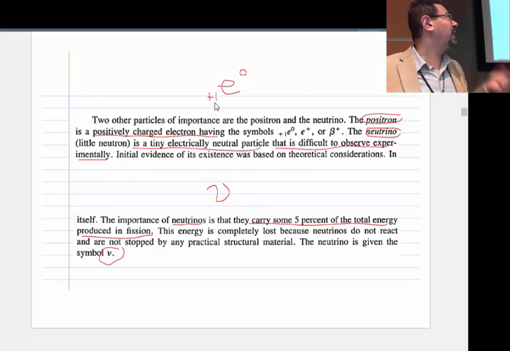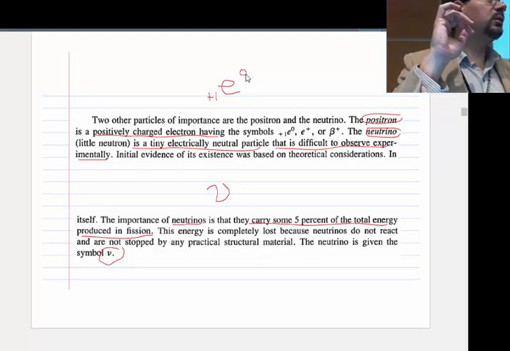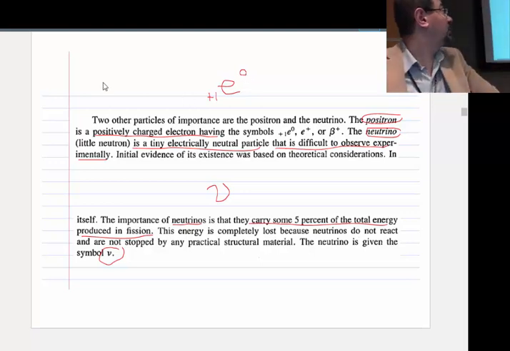And if you end up with +1 and 0, what is that? No, a proton is 1 and 1. It is the opposite of an electron. It's a positron. So a positron is a positively charged electron. Okay? And there is also 0 and 0, which is a neutrino.